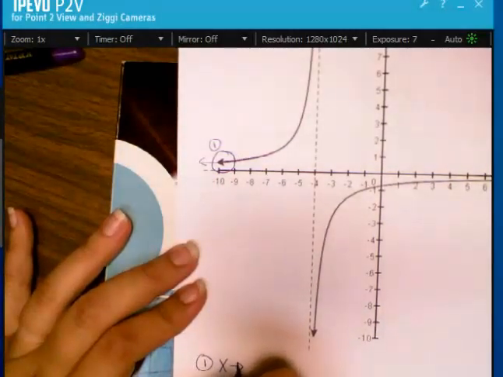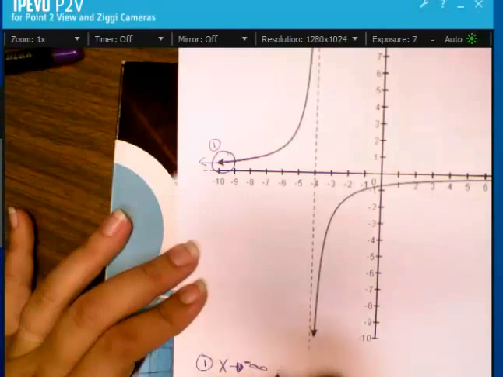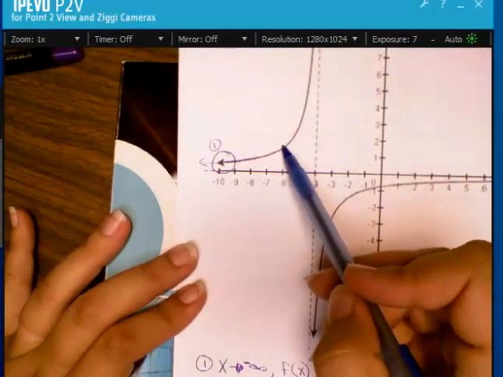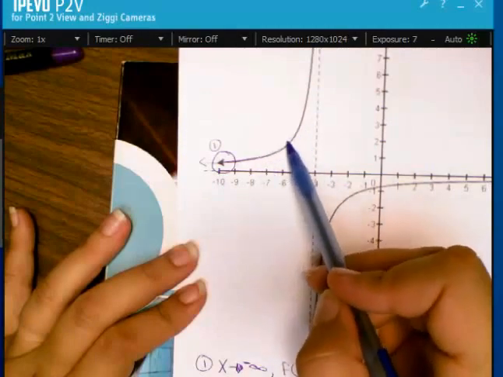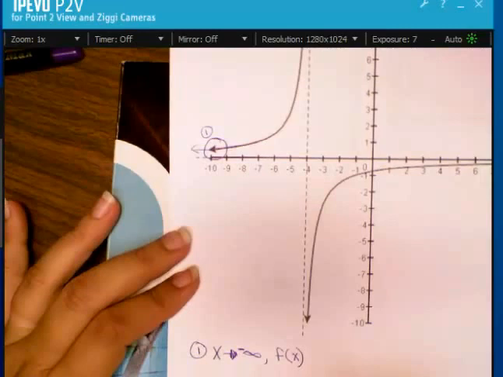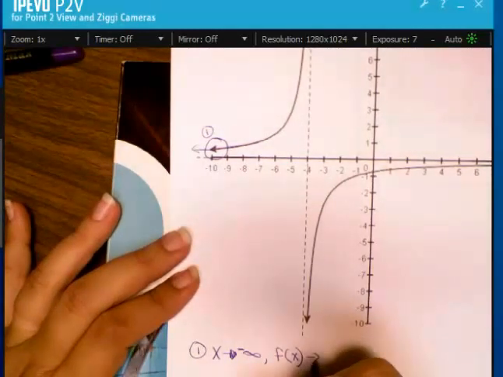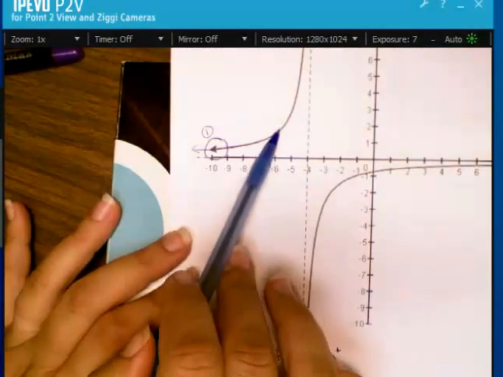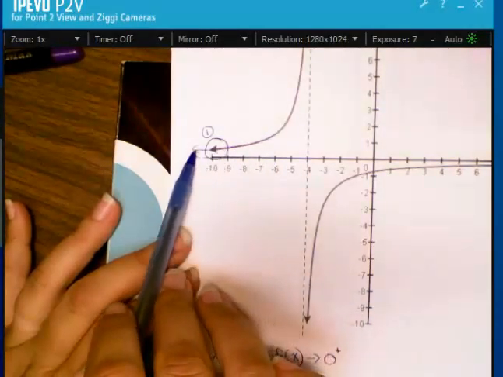So we're going to say, as x approaches -infinity, the y values, notice that as we follow this function, these y values are getting smaller and smaller. So we're going to say f of x goes to 0, and then we put a little plus sign to say that it's approaching 0 from above.